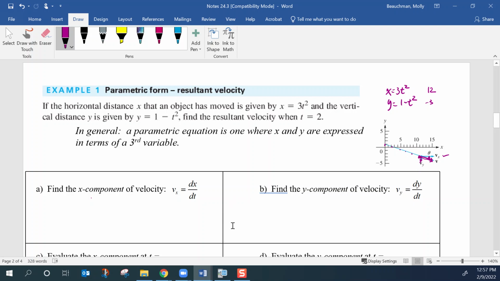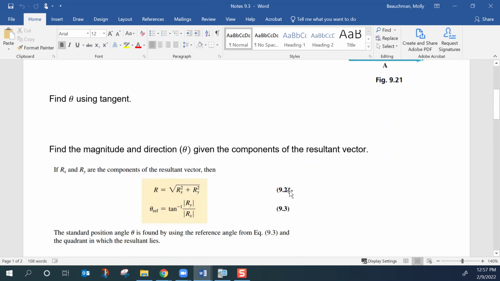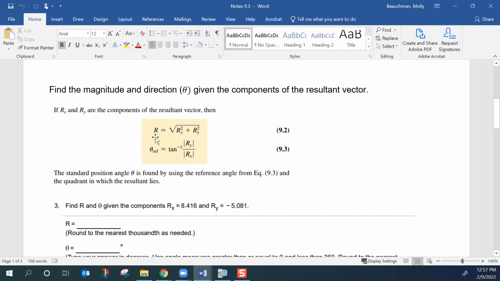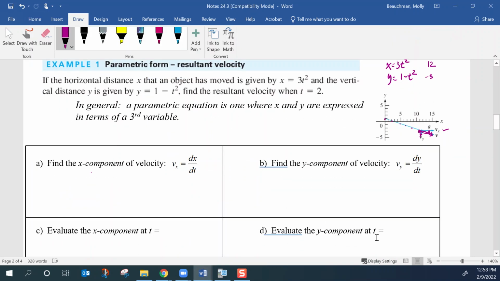Where this comes from, if you need to review vectors a little bit, is section 9.3, vector addition by components. If you're adding two vectors that are at right angles, the magnitude is the square root of your x component squared plus y component squared, and your reference angle is the inverse tangent of the absolute value of your y component divided by the x component. Okay, so that was chapter 9. So let's go ahead and take a look and solve the first question.